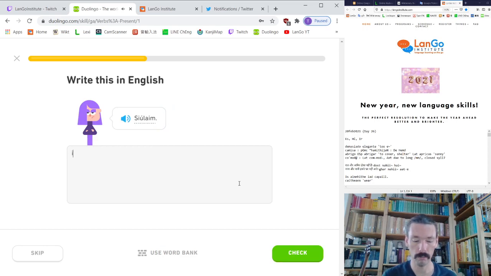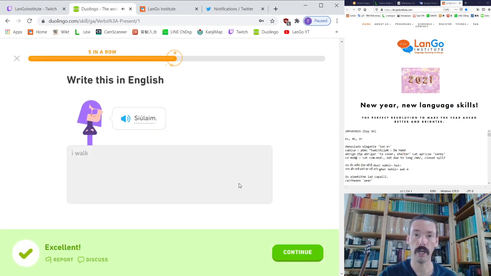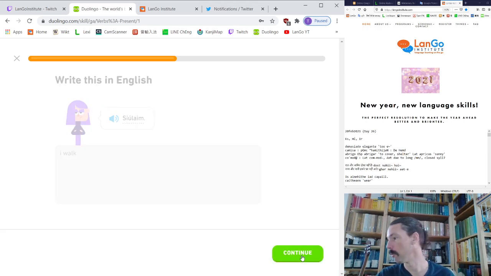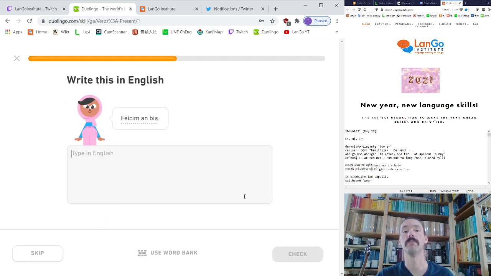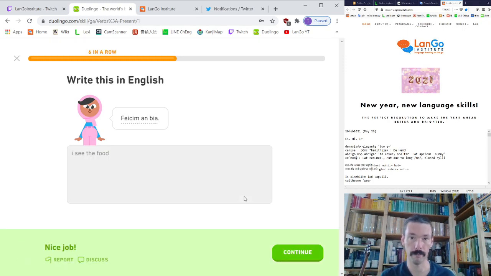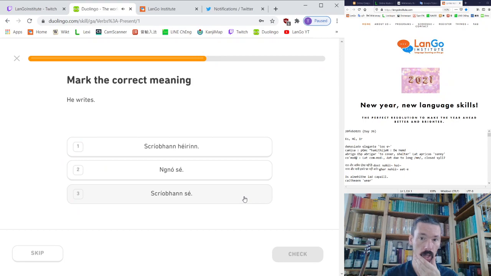Siúlim. I walk. I form of a verb is going to end in M or IM, and IMID for the we form of the verb. Feicim an bia. I see the food. He writes, skriven sé. And because we're putting our verbs first, the word order is write he.